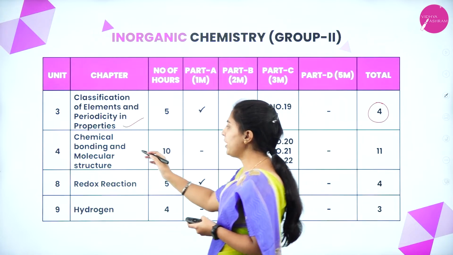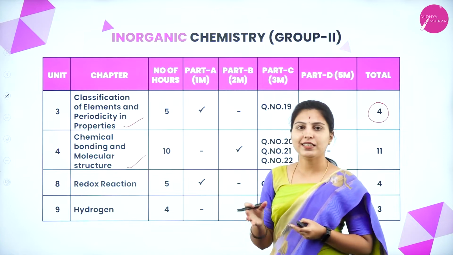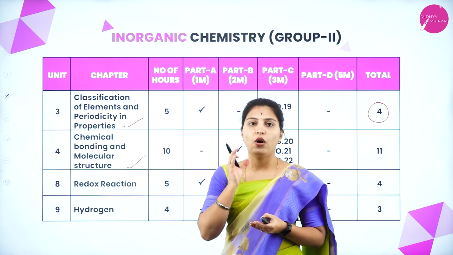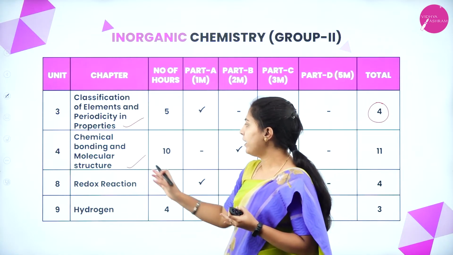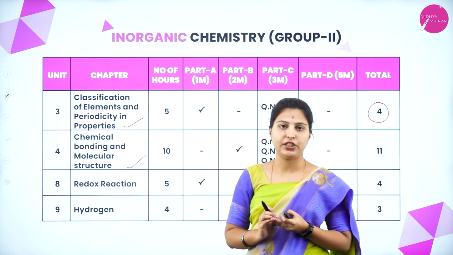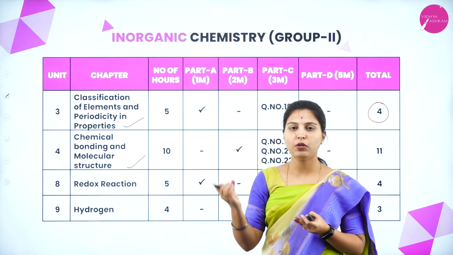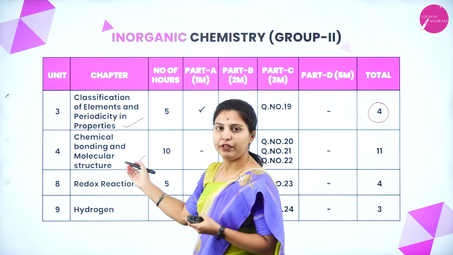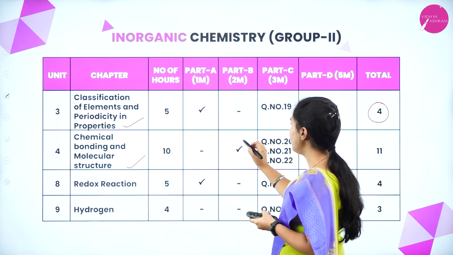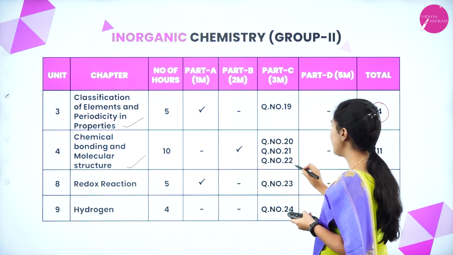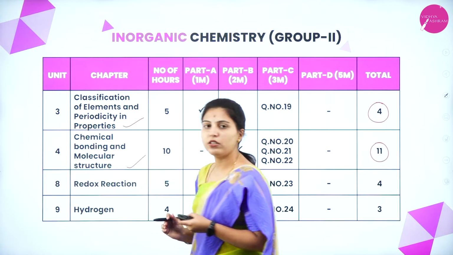Chemical bonding and molecular structure is the next chapter. In this chapter, you will read about all the bond formations like ionic bond, covalent bond, and molecular structure, which means hybridization. How the structure is hybridized with another atom or a molecule, we will look at this. For this chapter, you will have 2 mark 1 question, 3 mark 3 questions. So overall 11 marks.